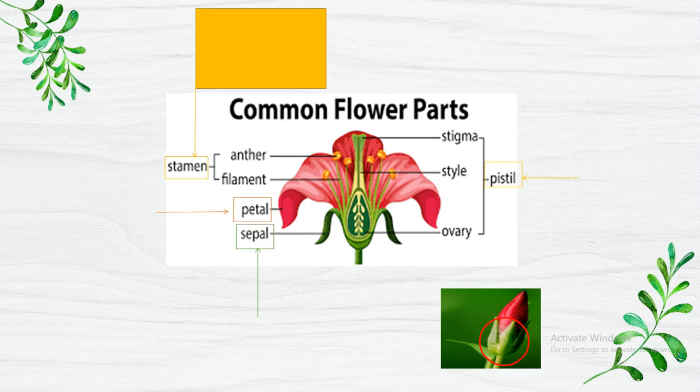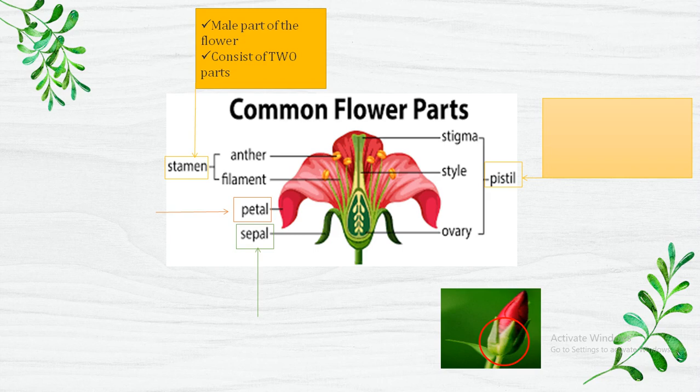Firstly, there is a stamen, which is the male part of the flower, right? It is the male part because it produces the male cell, and that is pollen. It has two parts, filament and anther. We'll discuss their functions later.